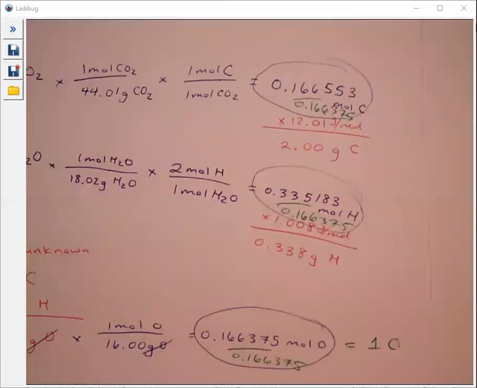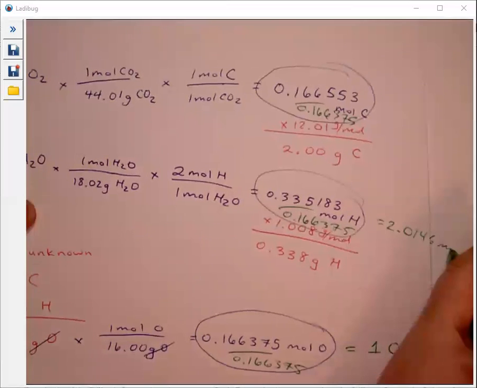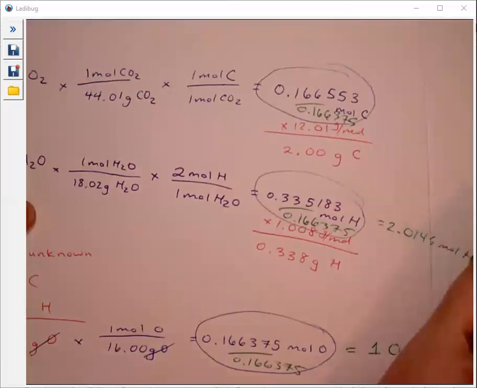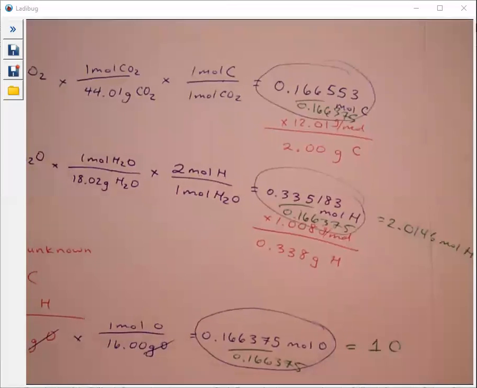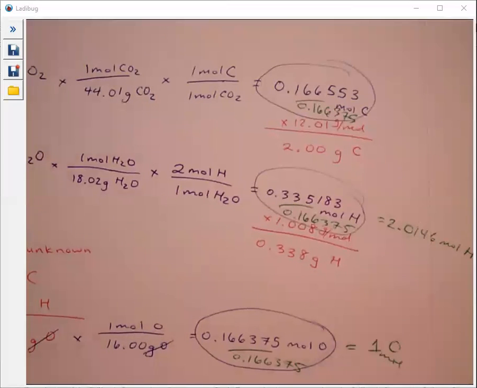And then 0.335183 divided by 0.166375, I get 2.0146 moles of hydrogen. And then the carbon is going to end up being really close to 1. 1.0011.